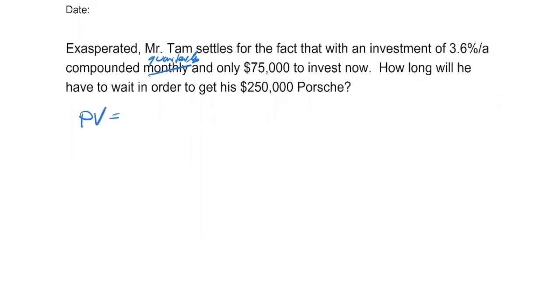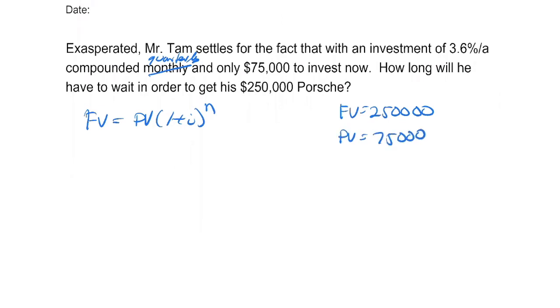So present value, not future value. Future value is equal to present value times (1 plus i) to the power of n. So let's decipher what we know. Future value is still $250,000. Present value is still $75,000. The number of compounding periods is still 4. In this case, time is unknown. So therefore, n is unknown.